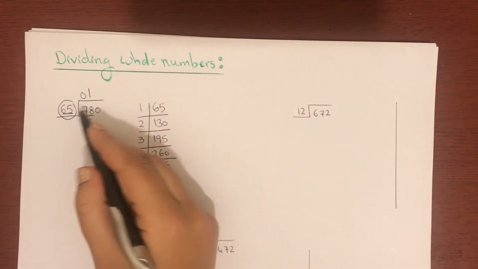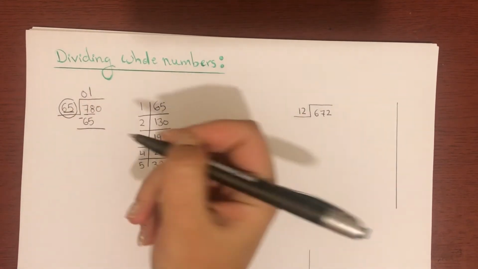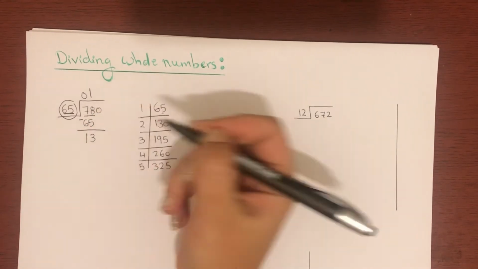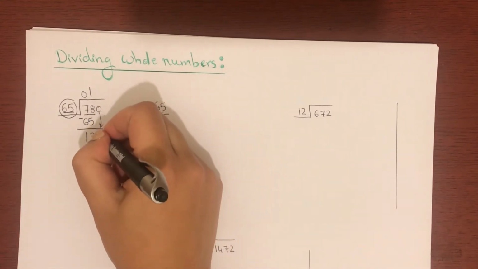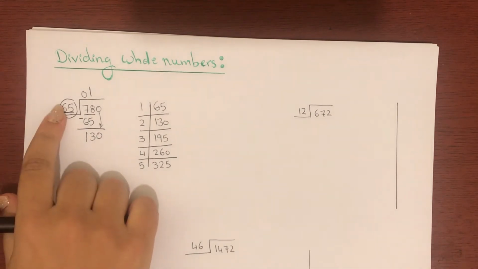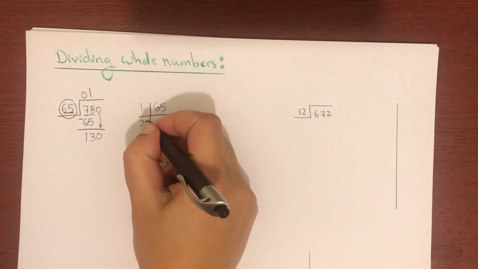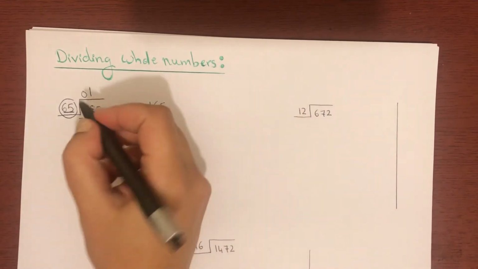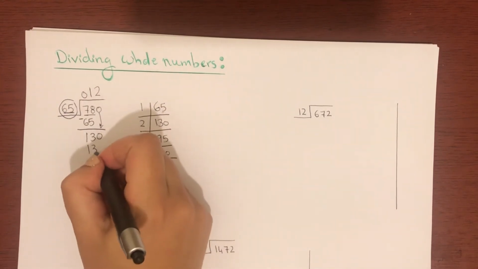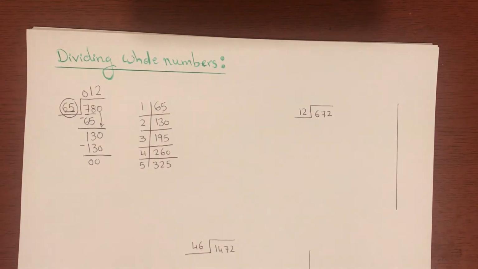So 1 times 65 is 65. And then I'm going to subtract. 8 minus 5 is 3. 7 minus 6 is 1. Now I'm going to bring down the 0 and repeat the whole process again. How many times does 65 go into 130? It goes in 2 times evenly. So I'm going to put the 2 right here. 2 times 65 is 130.